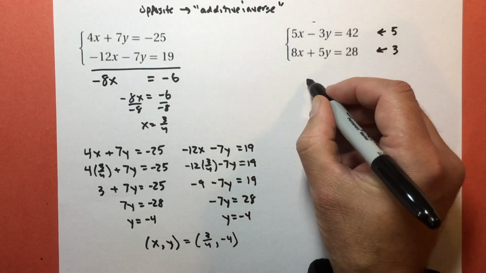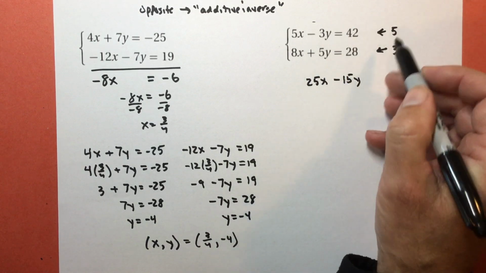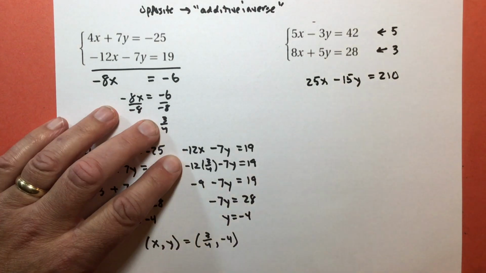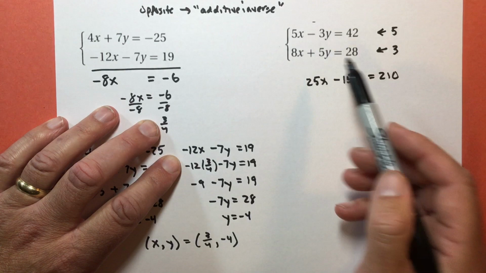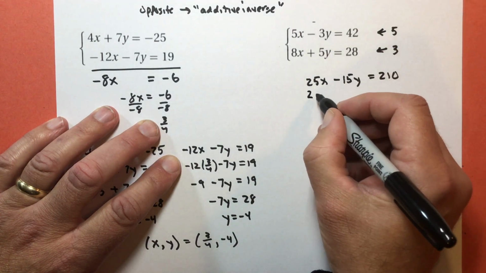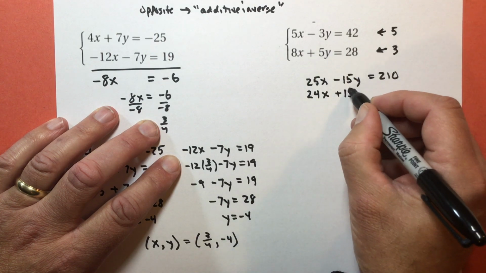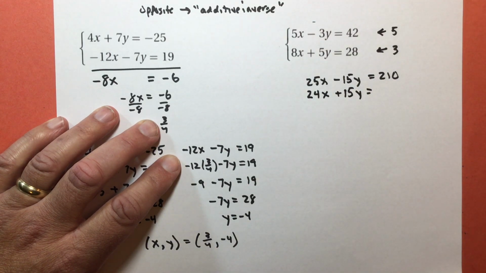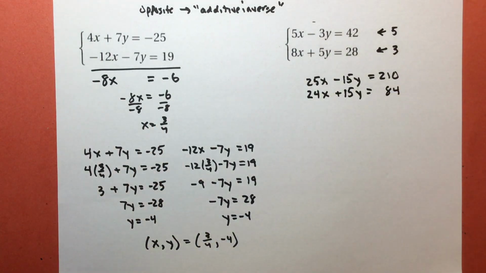So 5 times 5 is 25, 25x. 5 times negative 3 is negative 15y. And 5 times 42 is 210, because it's 5 times 40 and 5 times 2. Excuse me. I'm going to multiply everything by 3. So 8 times 3 is 24. 5 times 3 is 15, positive 15. And 28 times 3 is going to be 84, because it's 20 times 3, which is 60, and 8 times 3, which is 24.